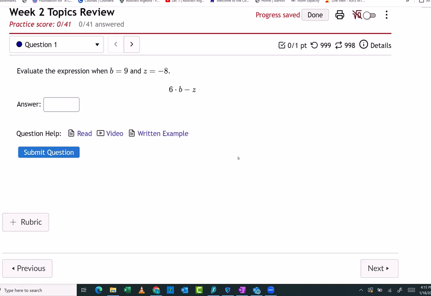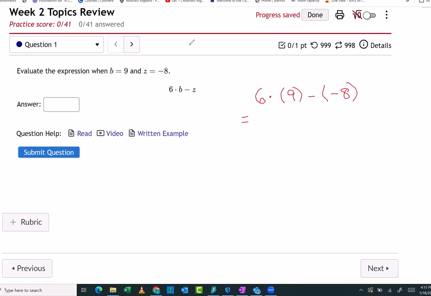I'm going to just go through the week 2 review just because there's fewer questions and I could go through more examples. And we're going to start here with question number 1, which says, evaluate the expression when b equals 9 and z equals -8. All you need to do for this is rewrite it as 6 times, well, b is 9 minus z, which is -8.